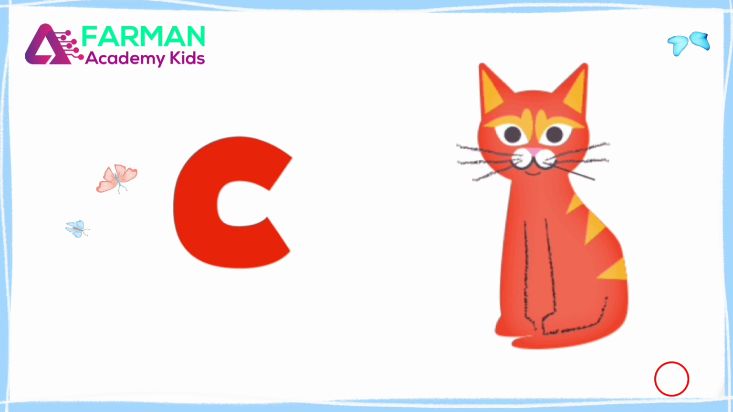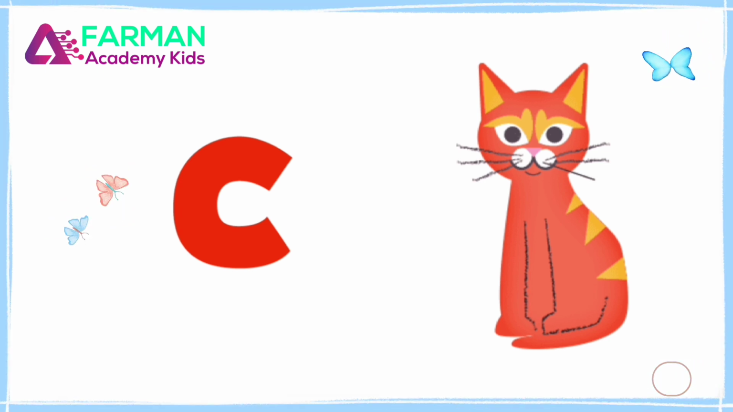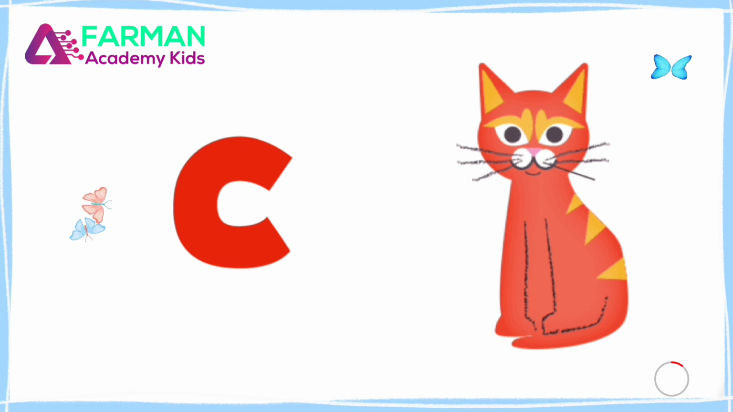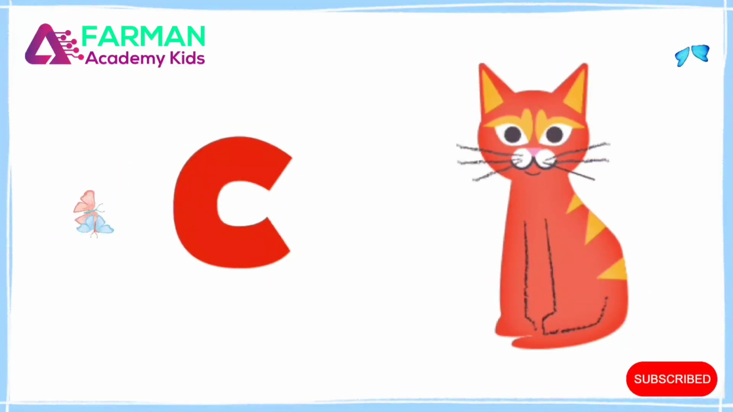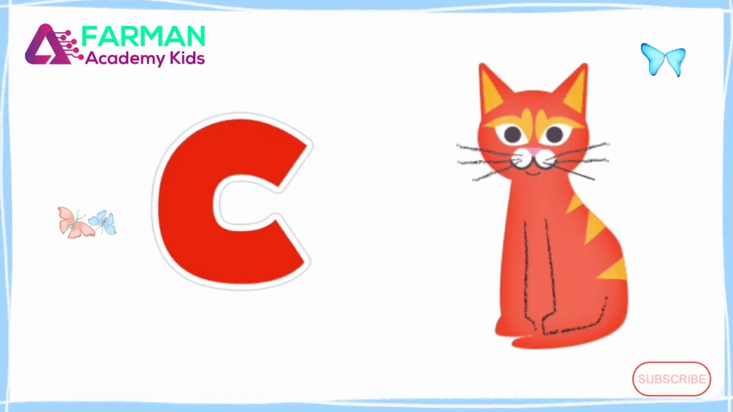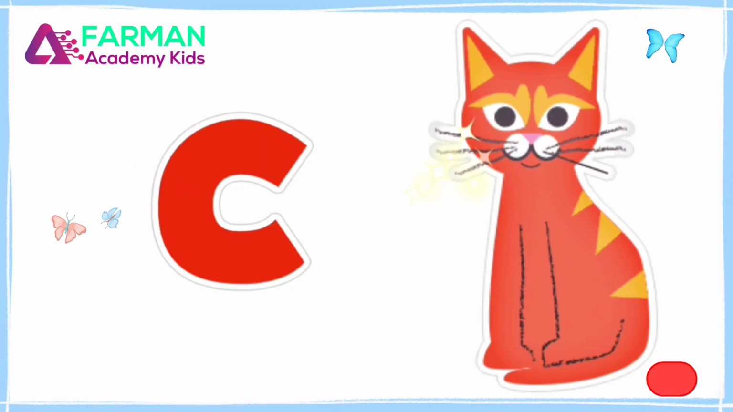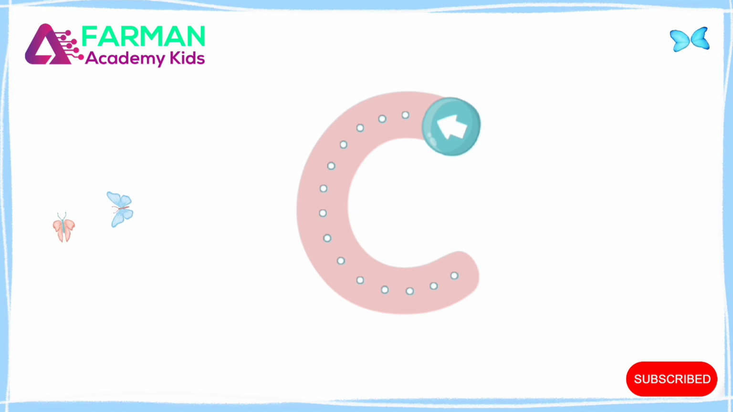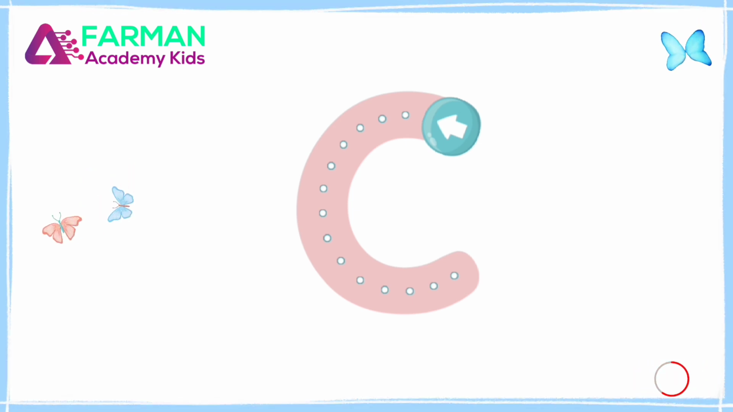This is the letter C. The letter C makes the K sound, like in the word cat. Tap the letter C and the cat. Cat. Good work! Trace the lowercase letter C.